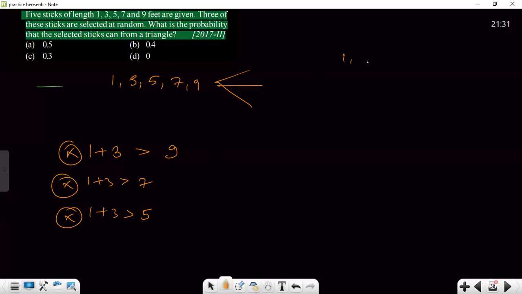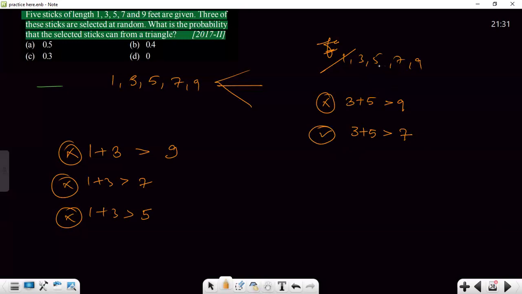Now we are talking about our favorable outcomes, like favorable sticks that we can take. 1 is just excluded. It's out of the question now. 3 plus 5 greater than 9? No, 8 is not greater than 9. So 3, 5, 9 cannot be a triplet. Let's discuss 3 plus 5. Is it greater than 7? Yes or no? Yes. Okay, so 3, 5, 7 is a triplet that we can consider.